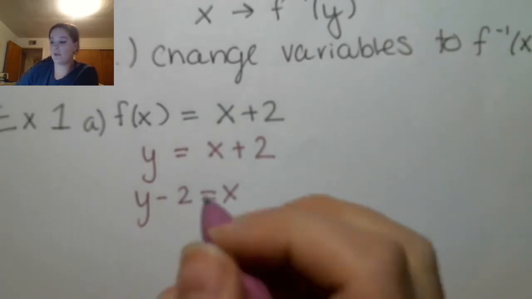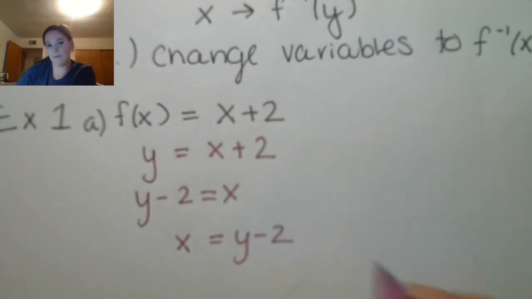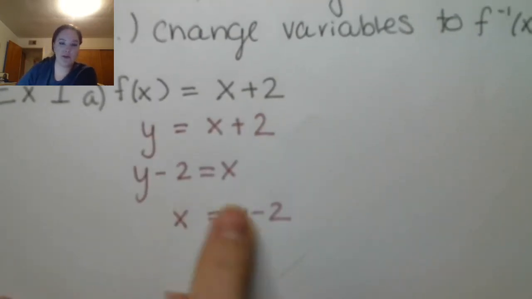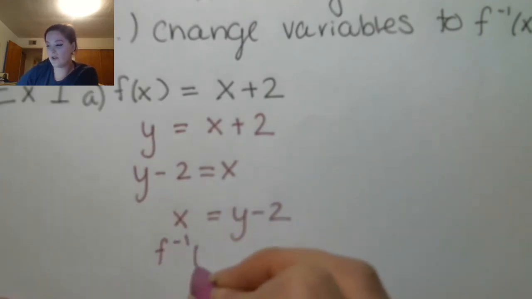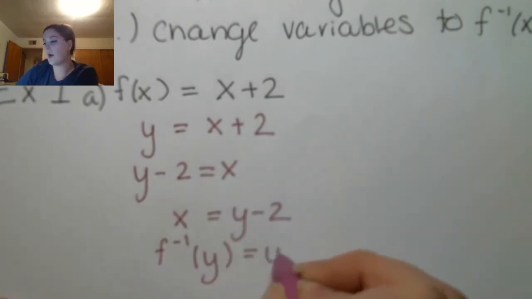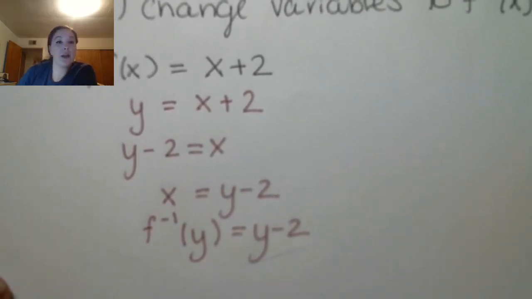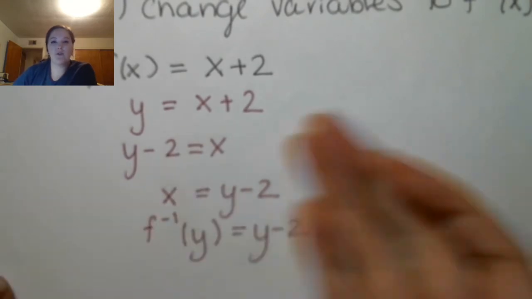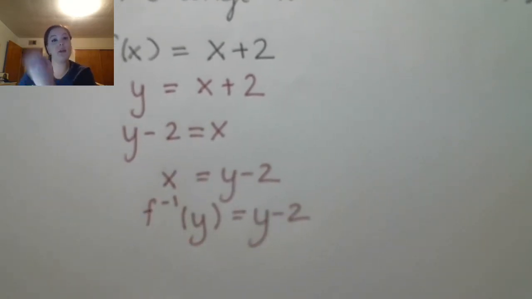So I'm going to change from x. I'm just going to write it like this really quick, the traditional output on the left, input on the right. And then I'm just going to change back into function notation. f inverse of y is y minus 2. I like this f inverse of y notation because it reminds you that the inverse function is taking in y values and outputting x values.